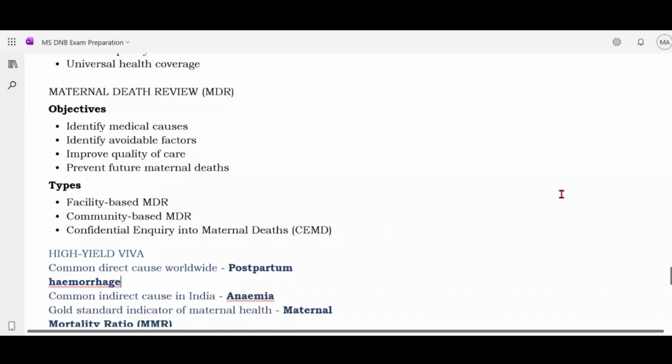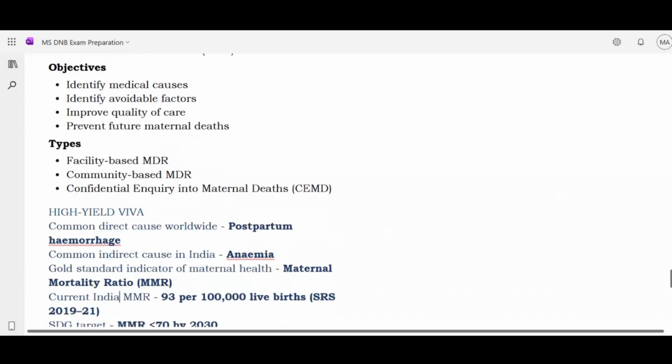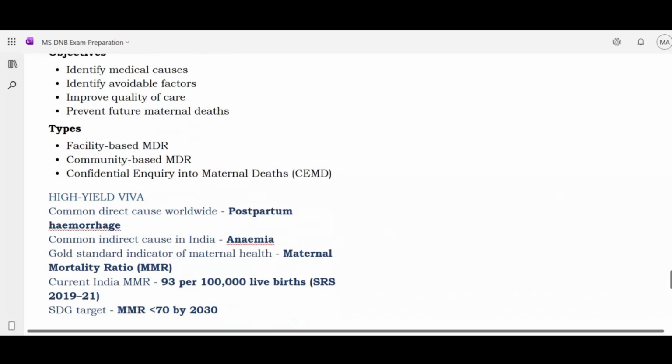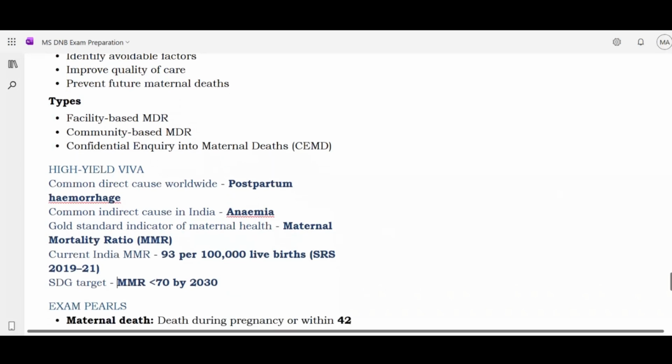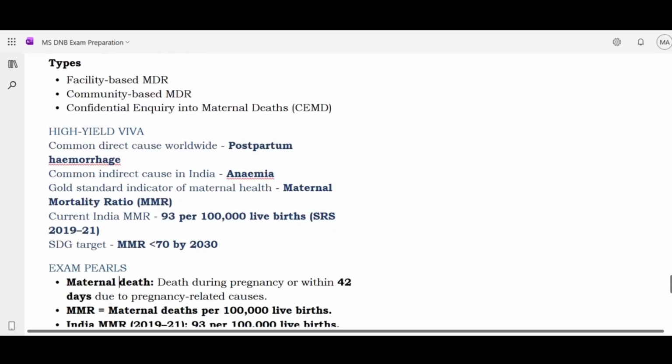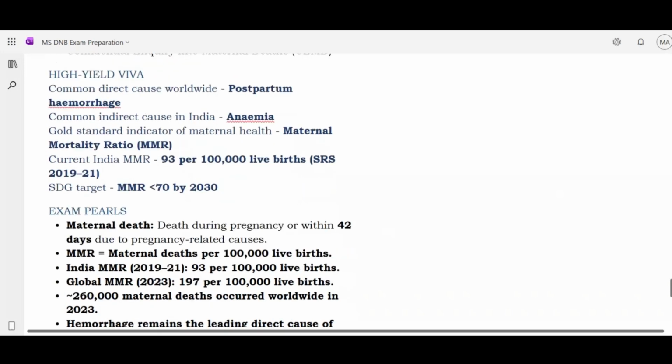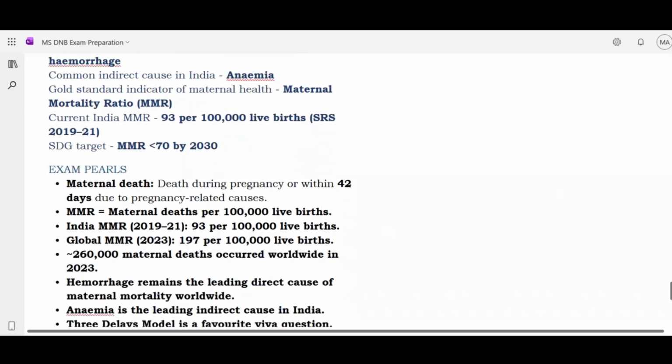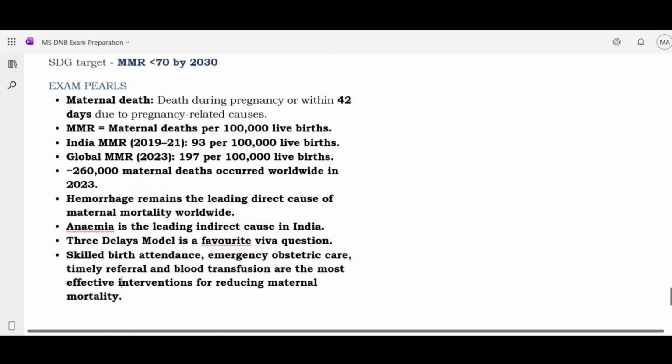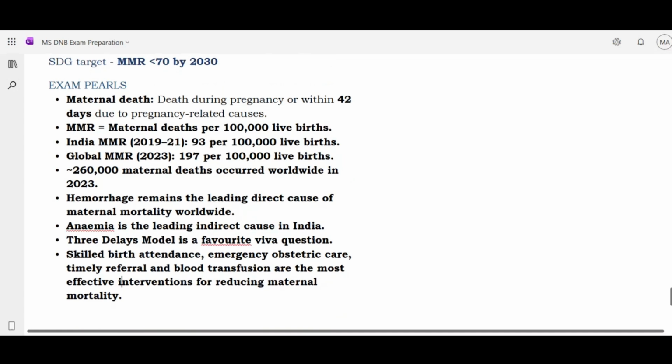From the examination point of view, there are certain points which you should remember. The common direct cause worldwide is postpartum hemorrhage. The common indirect cause in India is anemia. The gold standard indicator for maternal death is the maternal mortality ratio. The current India MMR is 93 per 1 lakh live births, but this is 2021, not 25-26. The SDG target is a maternal mortality ratio of less than 70 by 2030. Maternal death is a death during pregnancy or within 42 days due to pregnancy-related causes. MMR is maternal deaths per 1 lakh live births.